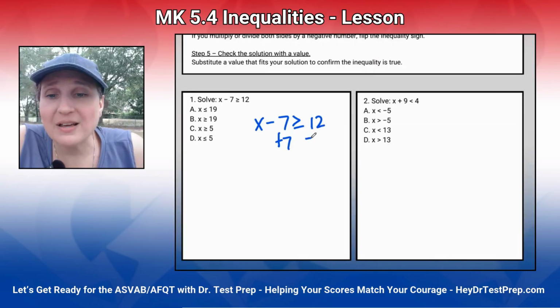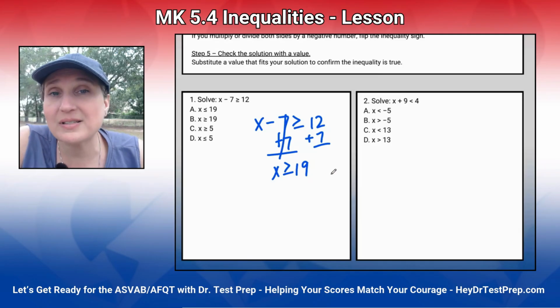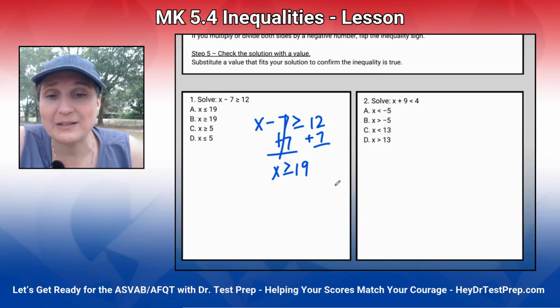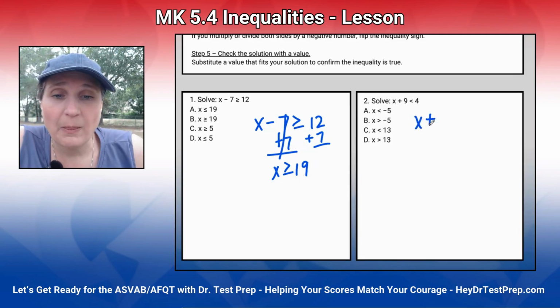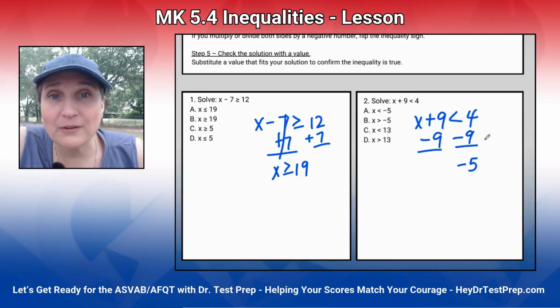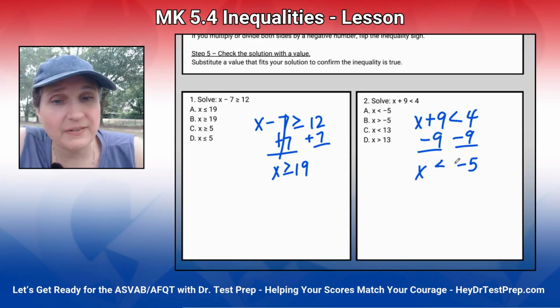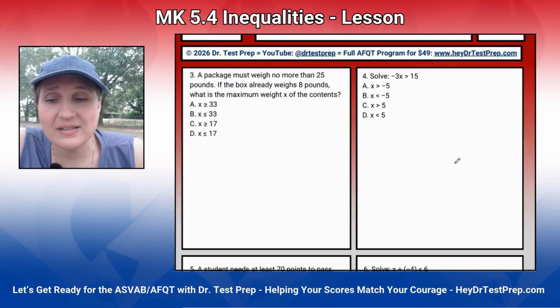Here, I'm adding 7 to both sides. I'm not multiplying or dividing by a negative. Nothing changes. My answer is x is greater than or equal to 19. Here, yes, when I subtract 9 from both sides, I get a negative number. 4 minus 9 is negative 5. But I didn't multiply or divide by a negative, so the sign stays the same.